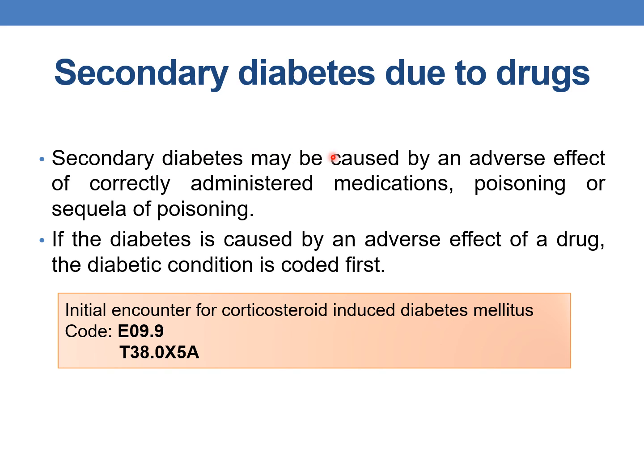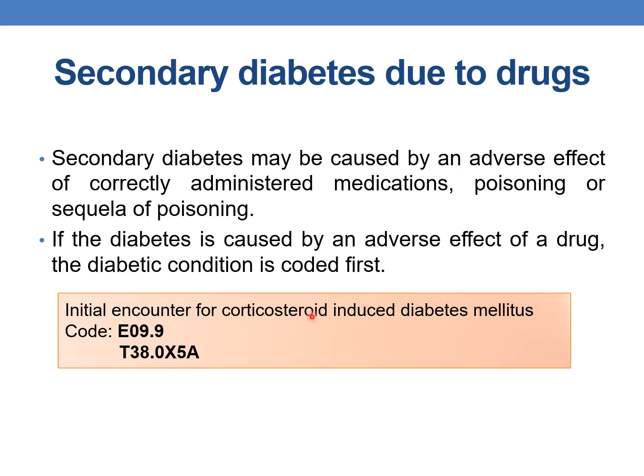Secondary diabetes mellitus may be caused by an adverse effect of correctly administered medication, poisoning, or sequelae of poisoning. If the diabetes is caused by adverse effect of the drug, the diabetes condition should be coded first. If it is post-procedural, first E89.1 is coded. But if the diabetes is caused by an adverse effect of drug, the diabetes condition is coded first.